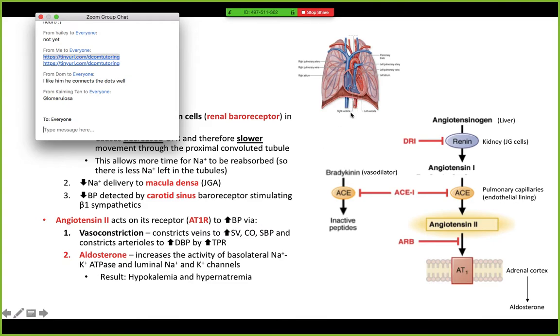And then over here on the arterial side, you also have angiotensin II receptors. So when angiotensin II binds over here on this side, you get the same thing, vasoconstriction. And if you're constricted on this side, you're going to increase the TPR, which is going to, as a result, increase diastolic blood pressure.